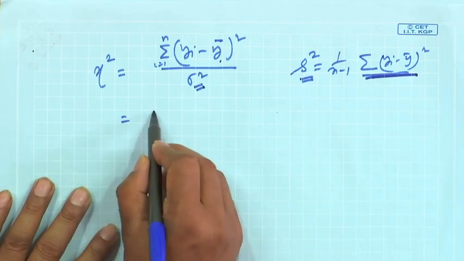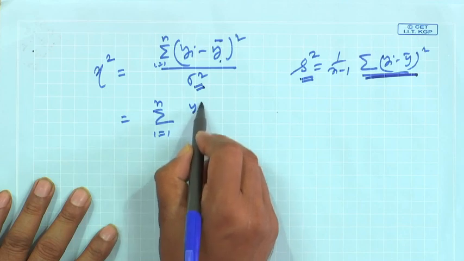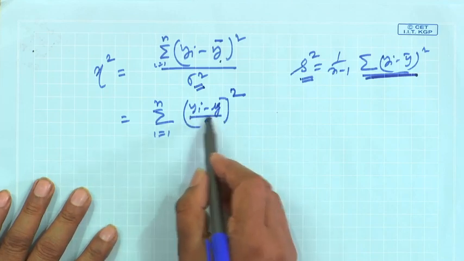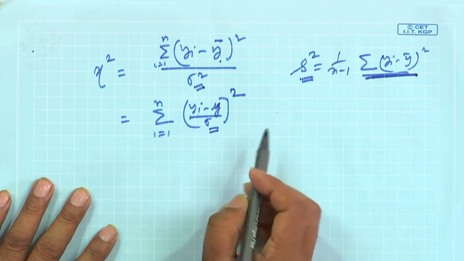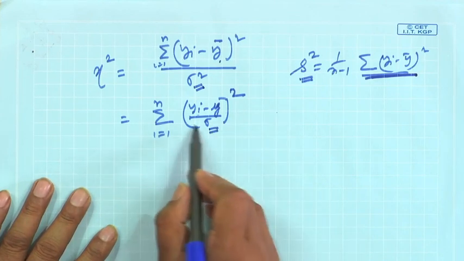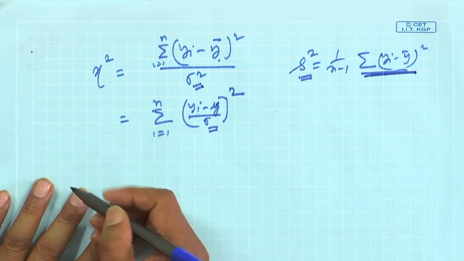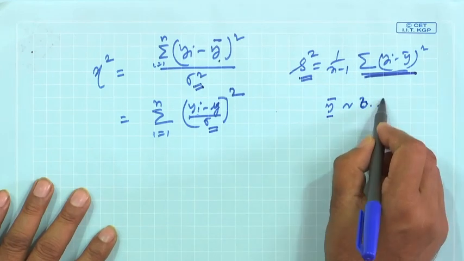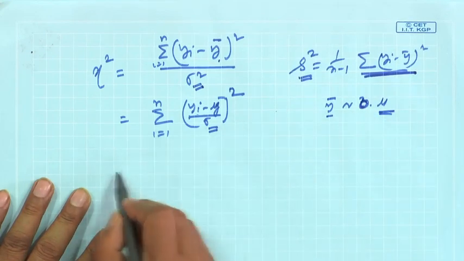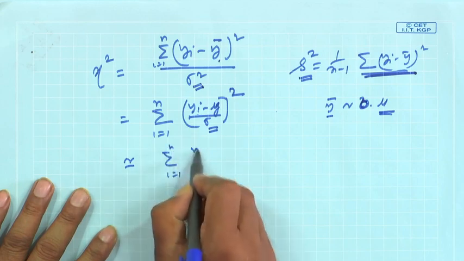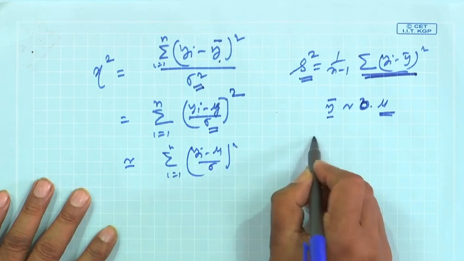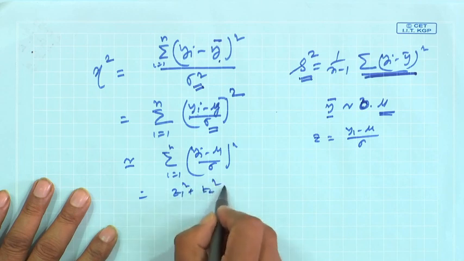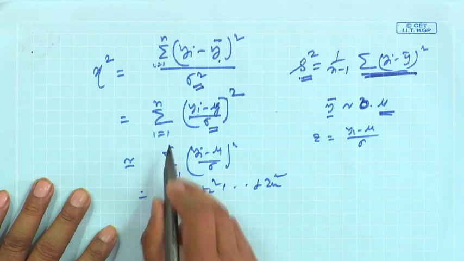Now, this can be rewritten as the sum of y i minus y bar by sigma, squared. You will find this is nothing but z. Why? If we think that y bar is an estimate of mu, then this can be written approximately as the sum of y i minus mu by sigma, squared, and you know the standardization z is y i minus mu by sigma. So, this is nothing but z 1 square plus z 2 square plus up to z n square.